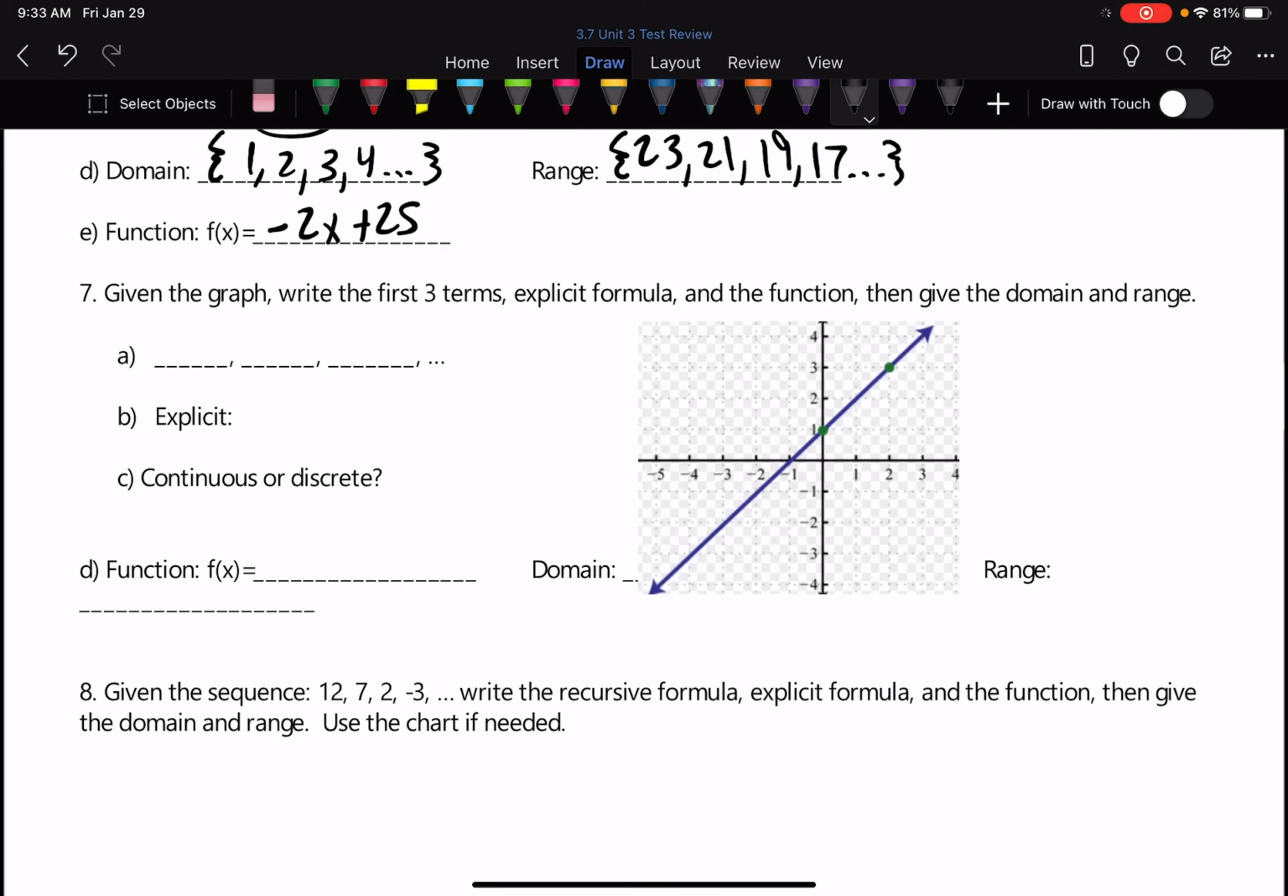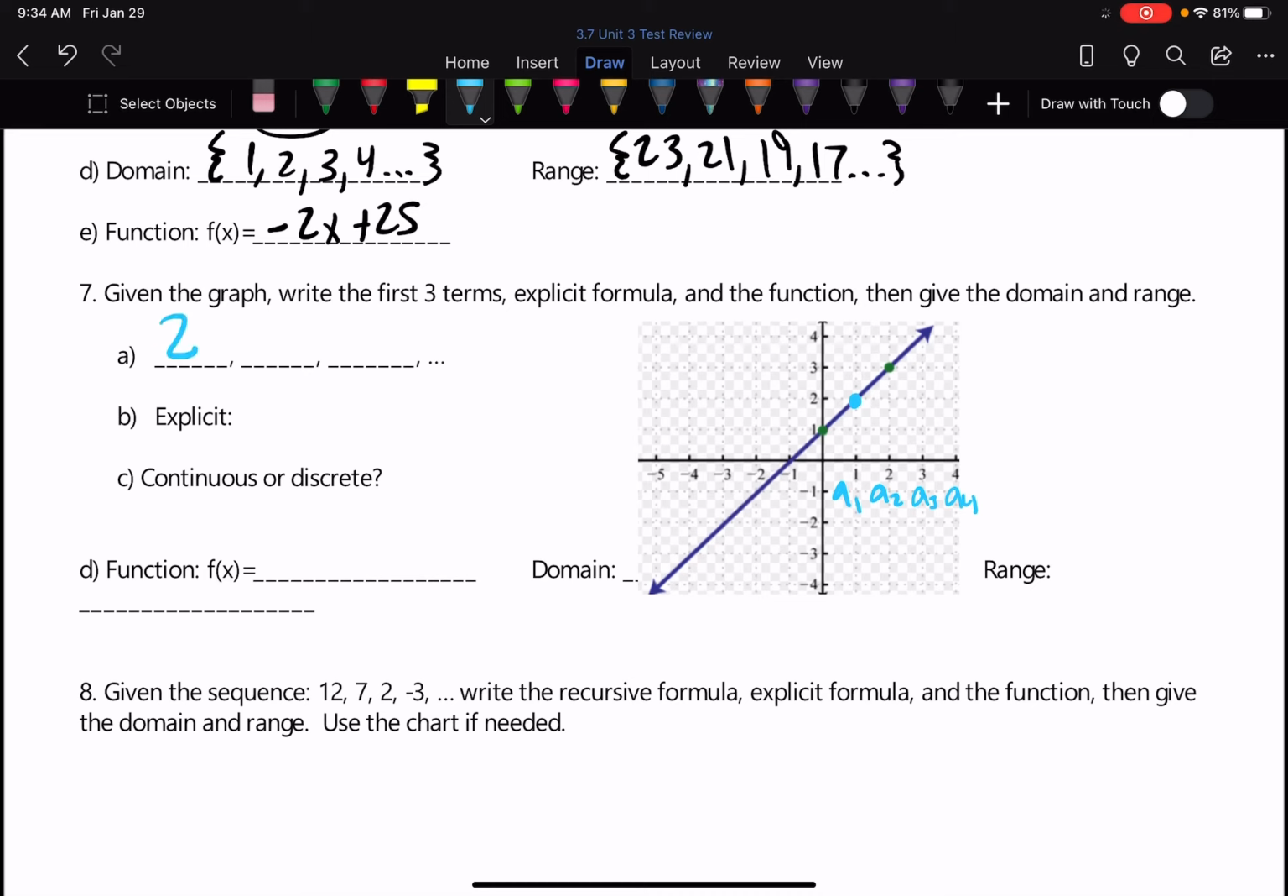Let's look at number 7. It says, given the graph, write the first 3 terms, explicit formula, and the function, and then give the domain and range. So if I look here, I've got to look for my a sub 1. So that's where x is 1, a sub 2, a sub 3. Now I can keep going on, a sub 4. So I've got where x is 1, my y value is 2. So my first term then is 2.